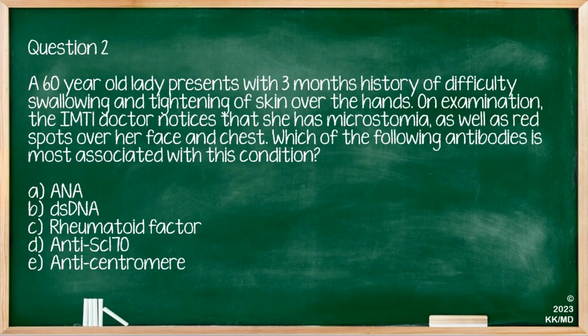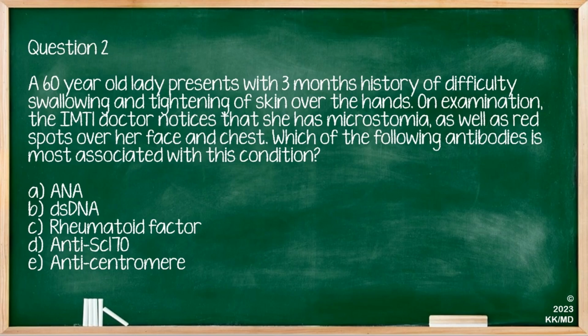Okay, question 2. A 60-year-old lady presents with a 3 month history of difficulty swallowing and tightening of skin over the hands. On examination, the IMT1 doctor notices that she has microstomia as well as red spots over her face and chest. Which of the following antibodies is most associated with this condition? A. ANA, B. dsDNA, C. rheumatoid factor, D. anti-Scl-70, E. anticentromere.